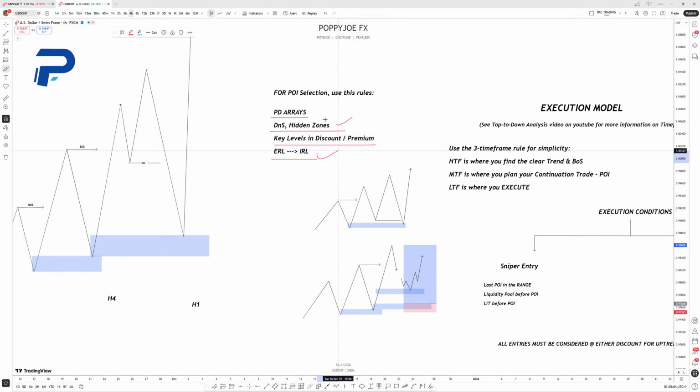Demand and supply or hidden zones, using the external range to internal range method, right? Now, PDRAs, it's not as if it's bad, but I'll prefer using demand and supply, right? Very, very much more accurate than PDRAs. Most traders use PDRAs the wrong way. You understand? Most traders always choose the PDRAs the wrong way.